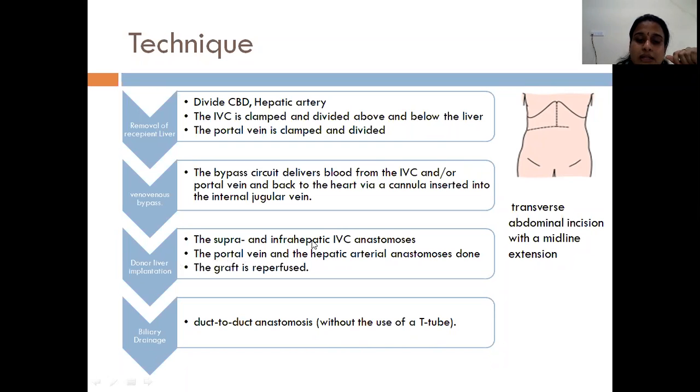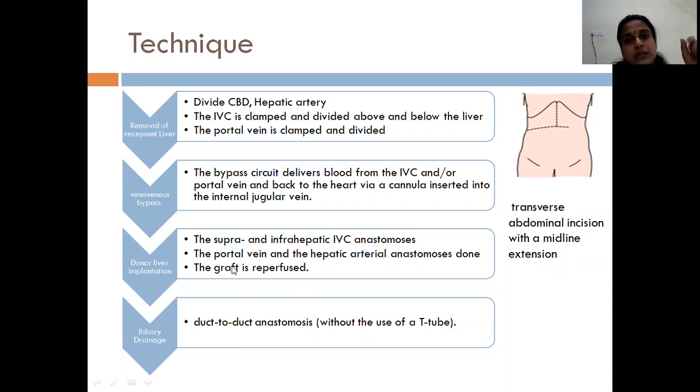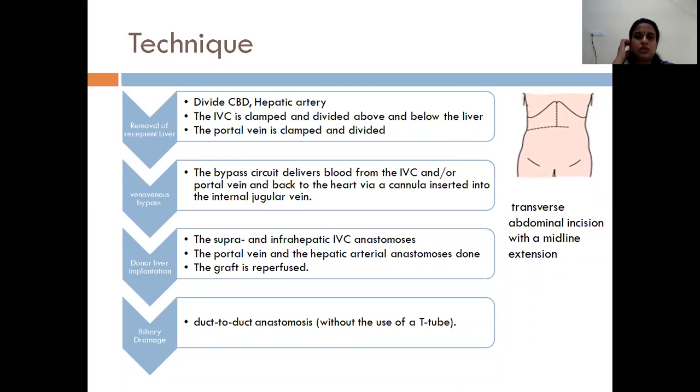Okay. So once all this vascular anastomosis is done, then we allow for reperfusion of the graft with the recipient's blood. So that is how we wean off this veno-venous bypass circuit and allow for the graft perfusion. Once there is blood flow through the transplanted liver and it is well perfused, we ensure good perfusion. Then we go for biliary reconstruction, that is, common bile duct to duct anastomosis, without the use of a T tube. Usually we do not use a T tube. Direct duct to duct anastomosis, end to end, is done.